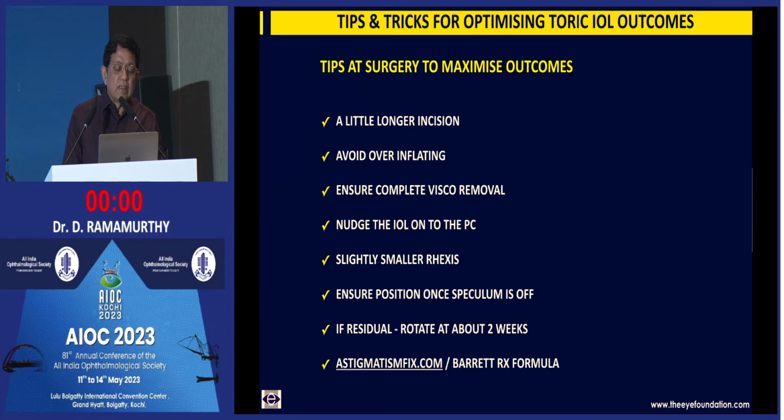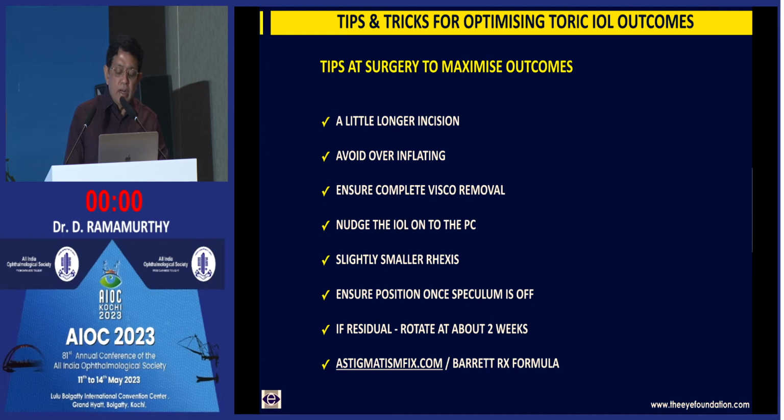During the surgery itself, create a little longer incision, a rectangular or near square incision, so that they seal up very well. Avoid over inflating because we do not want viscoelastic or fluid behind the lens. Most often the rotation occurs in the first 1 hour after toric intraocular lens implantation. That's the reason for these patients alone, we always patch the eye, see them after a couple of hours, take off the patch and send them home.